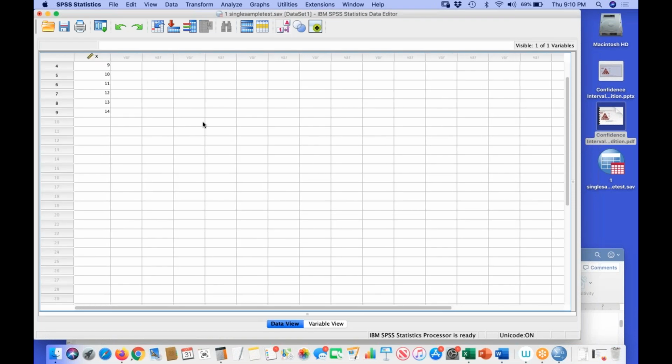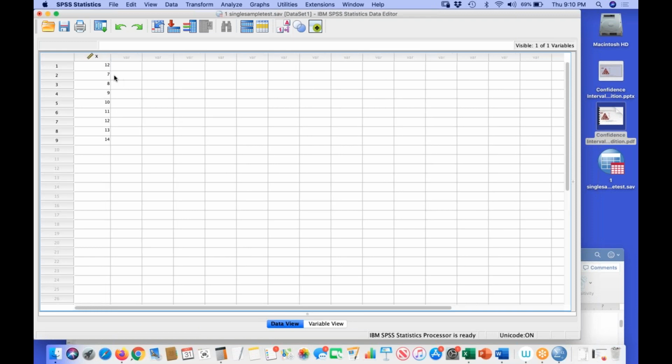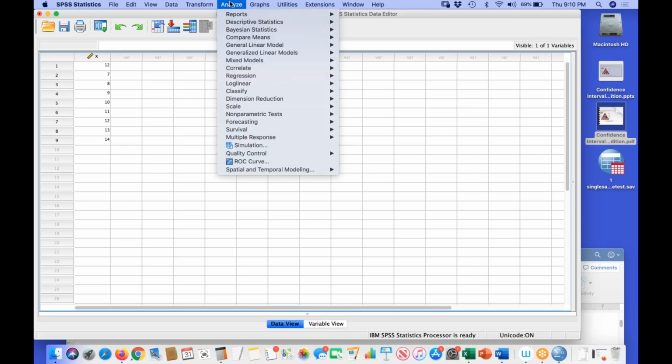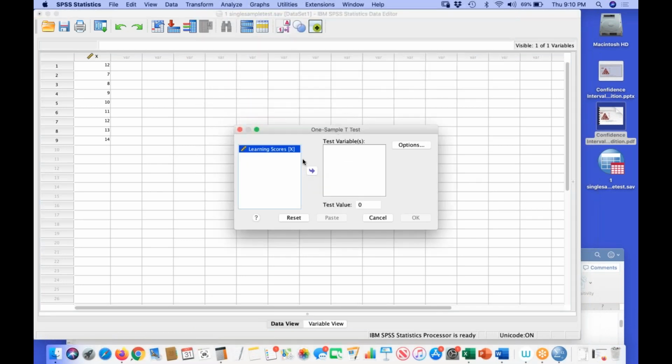So now I want to compare the mean of this population that this sample came from to the mean of a known population that has a mean of 8. I'm going to go to Analyze, Compare Means, and down to One-Sample T Test, because that's what we're doing here. I'll click that and move learning scores over to here. That's the variable I want to work with.